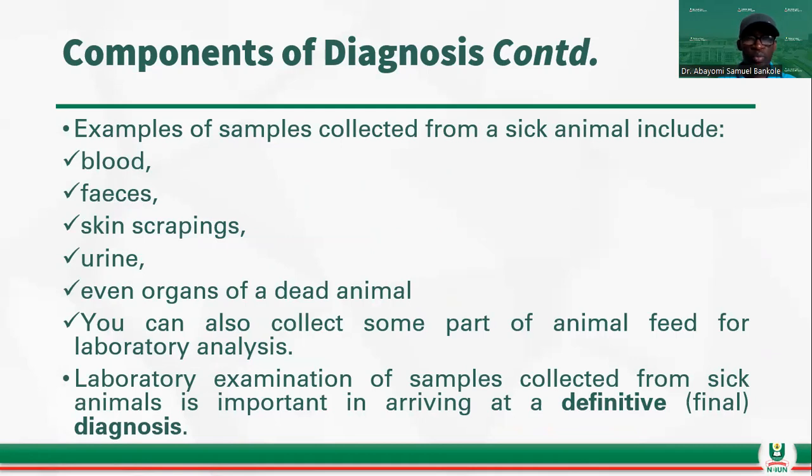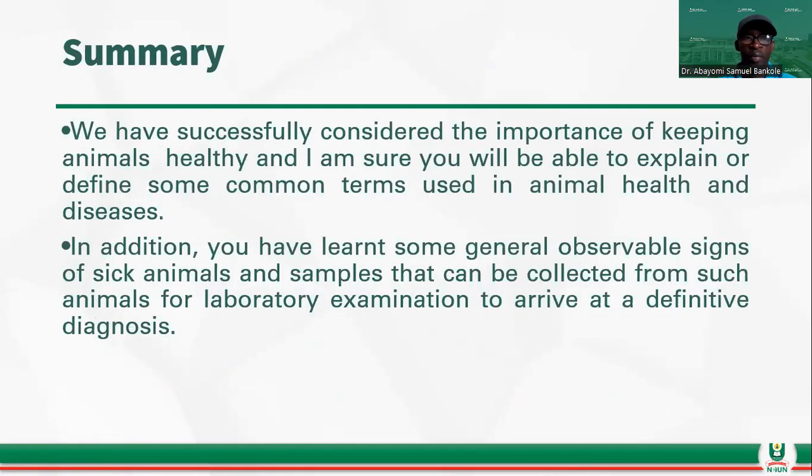Now, you want to also look at the examples of samples collected from a sick animal. And these include the blood, the feces, the scrapings, the urine, even organs of a dead animal can be collected. You may also want to collect some part of animal feed. Like we mentioned earlier on, you want to look at the feed for laboratory analysis. Now, laboratory examination of samples collected from a sick animal is very important in arriving at a definitive, or what we call final, diagnosis.